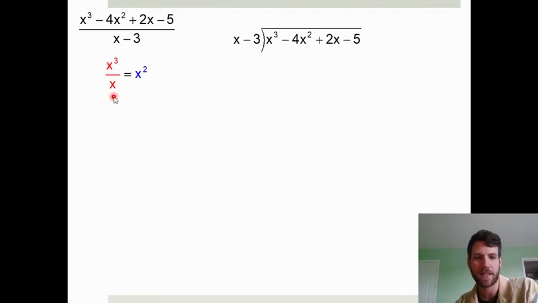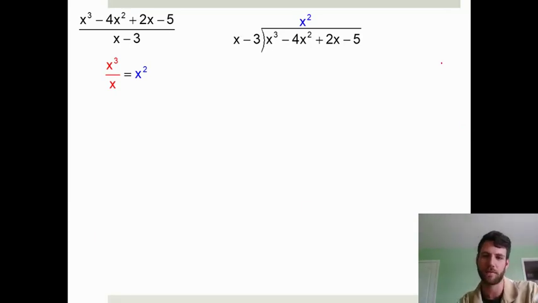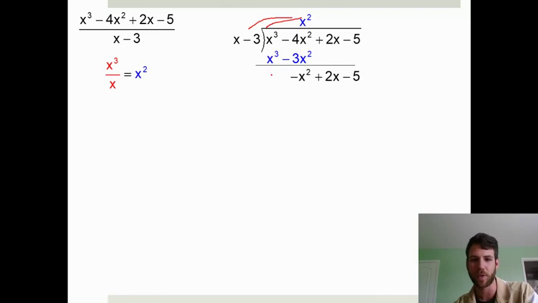So we have x cubed over x equals x squared, and we can put that answer at the top, and then we are going to be multiplying x squared to both of these parts, and getting x cubed minus 3x squared. We want to subtract that out, so we could put in a 0 right here for x cubed minus itself, and we could even put in a little minus in parentheses like that.